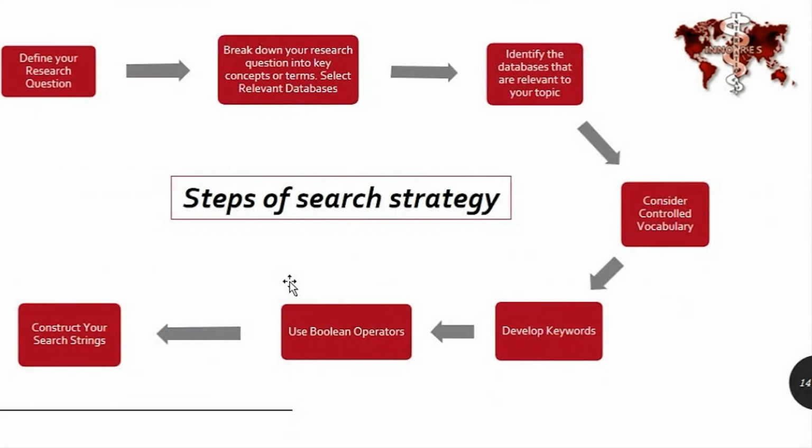Now, what will be the steps of this search strategy? The first step would be to obviously define your research question. Then it would be to break down your research question into key concepts or terms. That is easily done using the PICO format, which we have already discussed. Then we select the relevant databases.